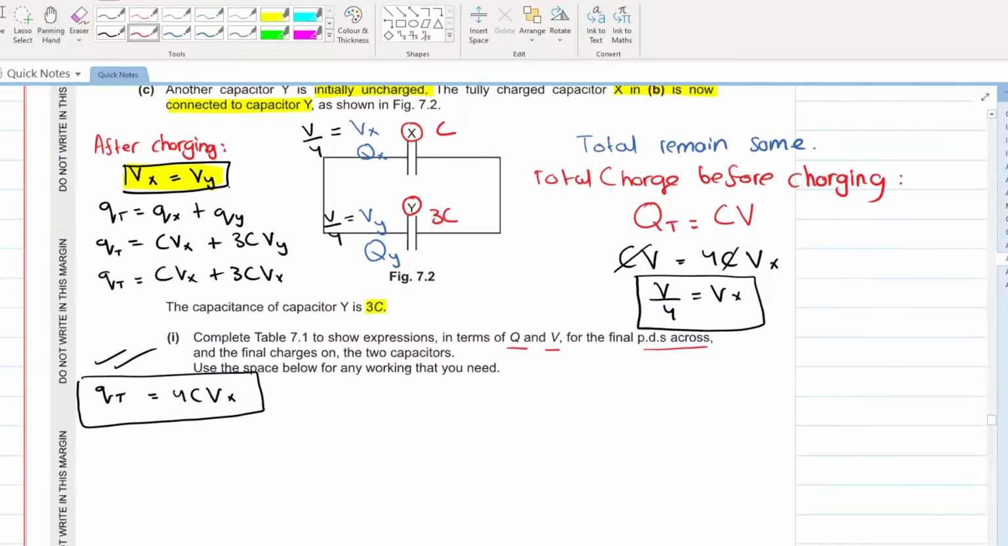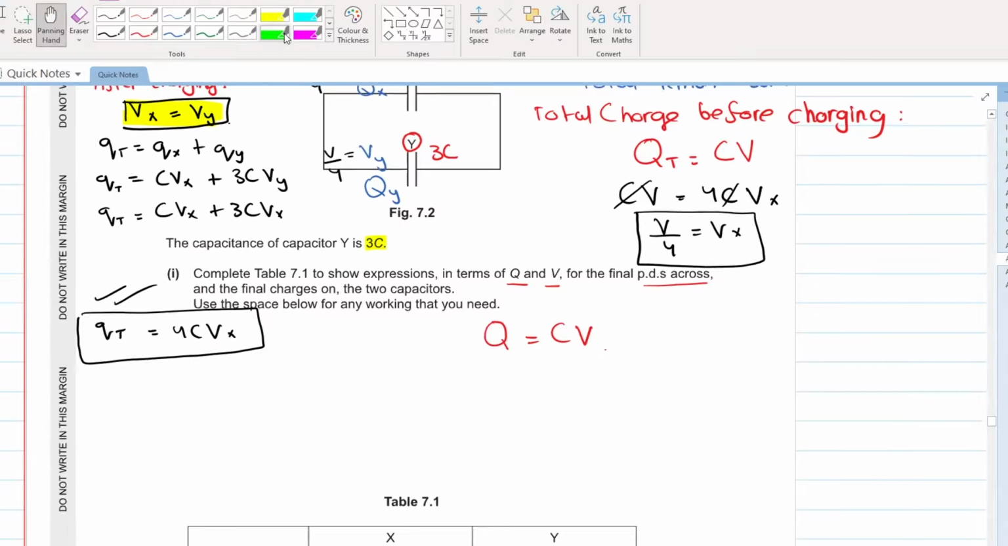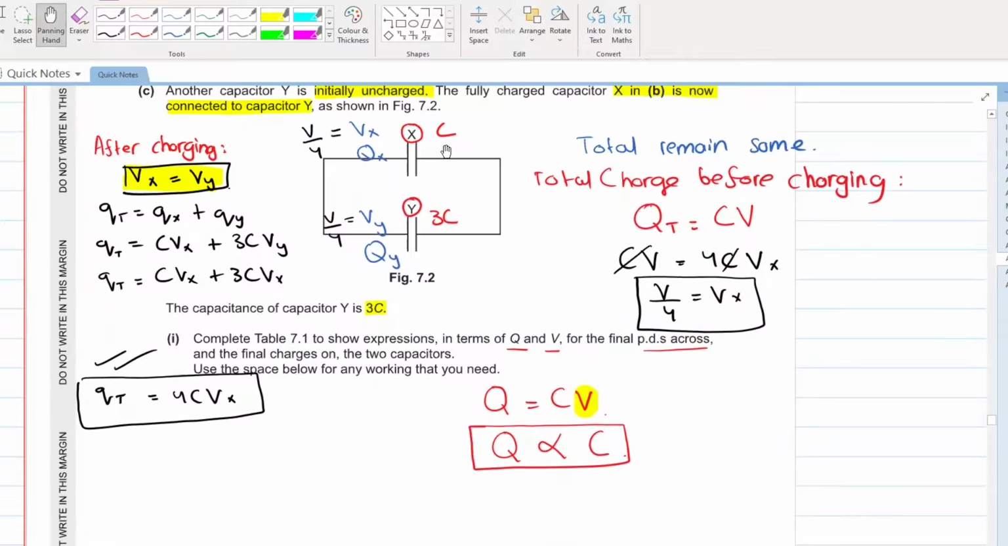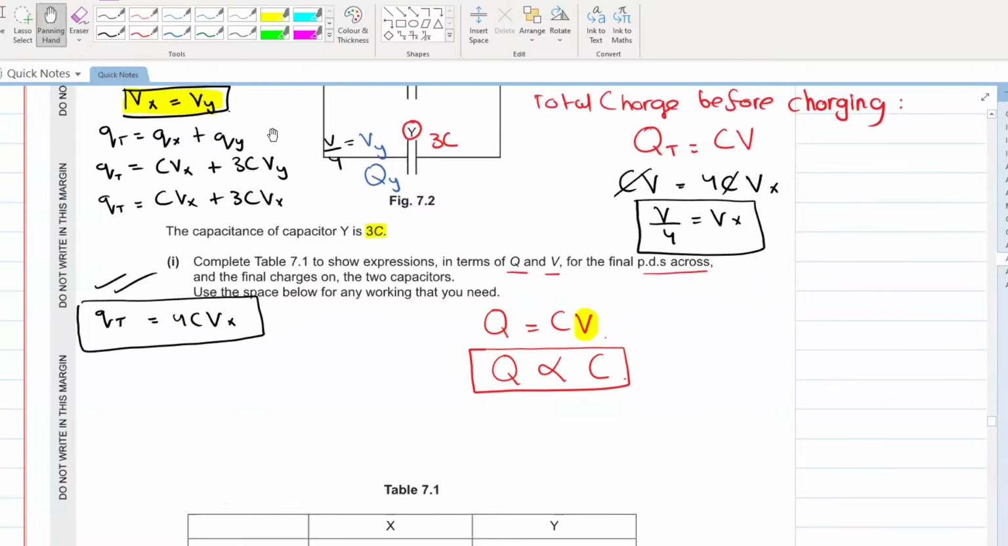If you see here, what has happened? Voltage for both the capacitors has become the same. So if I write this formula, Q is equal to CV, and if voltage becomes constant, what will happen? Charge will be directly proportional to capacitance. The capacitance of X is C. The capacitance of Y is 3C. The total charge is what?